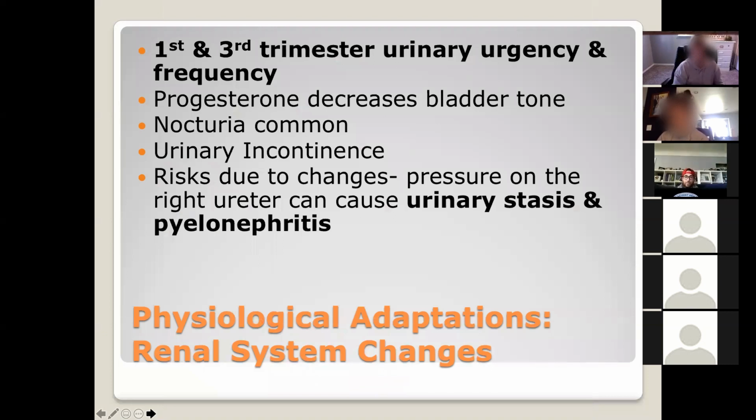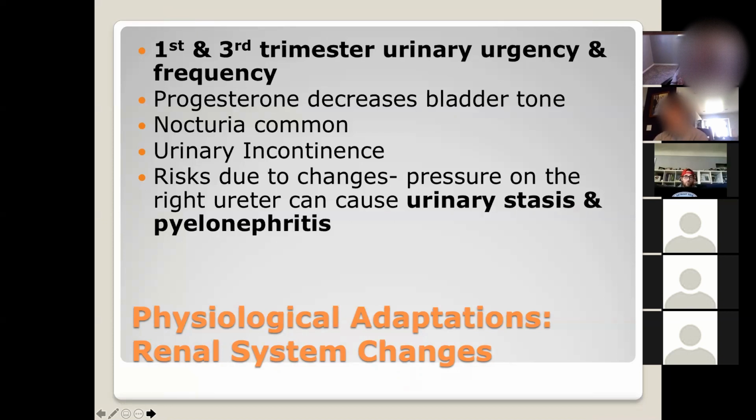Some renal system changes that happen. So those kidneys, again, they're starting to function for two. One of the big things, make sure you pay attention to that first and third trimester, so the beginning and the end of the pregnancy. Women have a lot of urinary urgency and frequency, okay, due to the changes in the structures of the kidneys and the ureters and things like that.